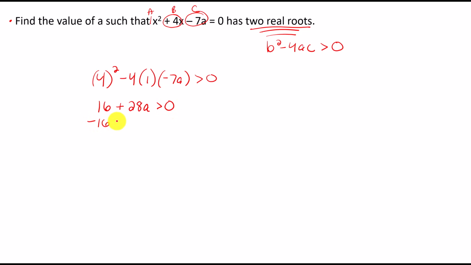And so again, you guys know how to do this. We're just going to get a by itself. So 28a is greater than negative 16.